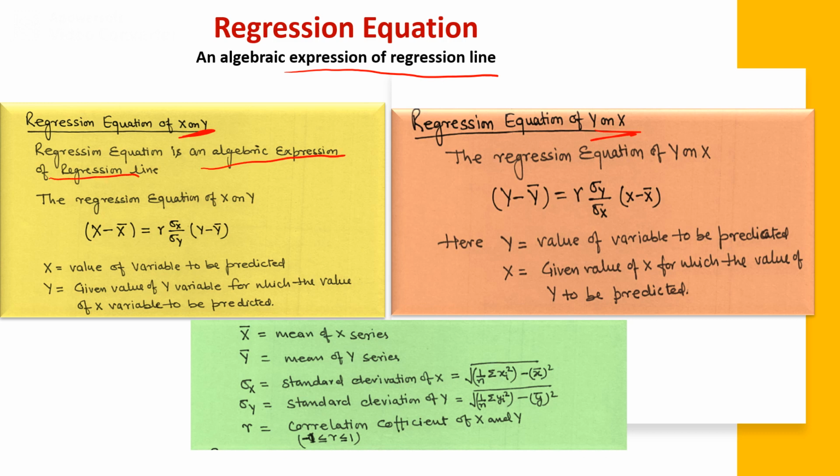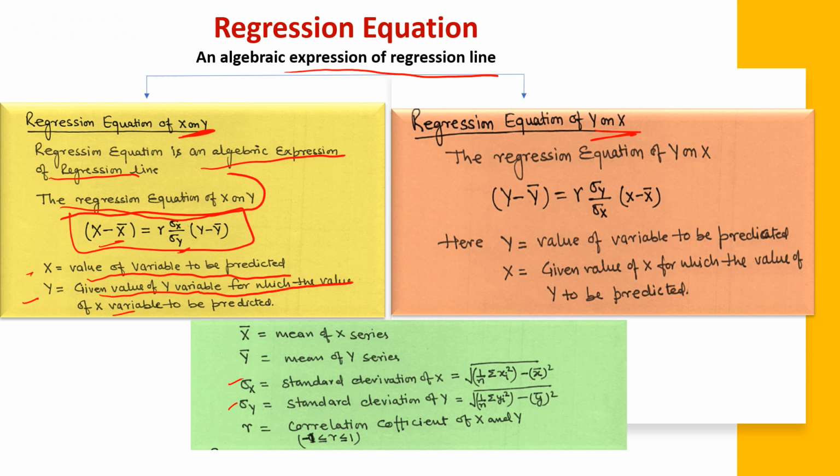So the regression equation of x on y is defined by that formula, which is x minus x bar is equal to r sigma x upon sigma y, into y minus y bar. Here sigma x and sigma y are the standard deviations and x bar, y bar are the means of x and y. Here x shows the value of the variable to be predicted and y is a given value of the y variable for which the value of x variable is to be predicted.